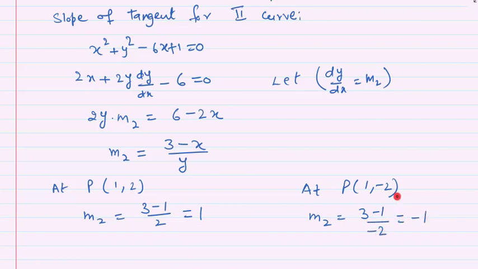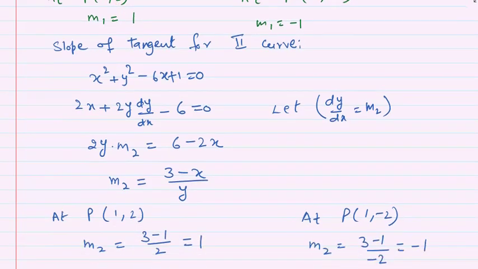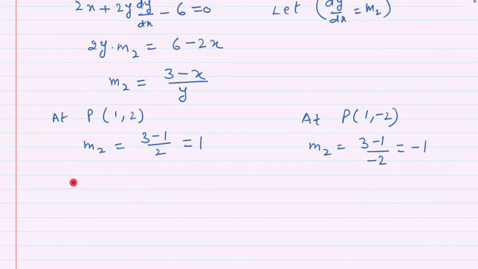equal to minus 1. So we are getting from the two results m1, that is the slope of the tangent of the first curve at point (1, 2), is 1, as well as for the second curve it is 1. Similarly at another point (1, minus 2), the slope is the same for the two curves. It means the two curves have the common tangent. So therefore we can say that the curves touch each other.